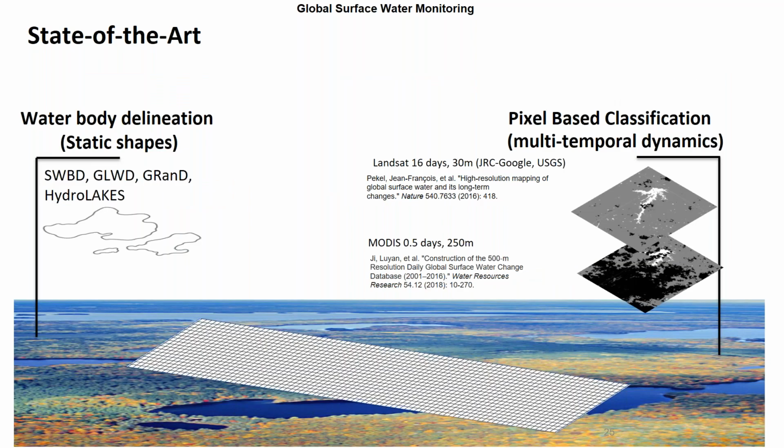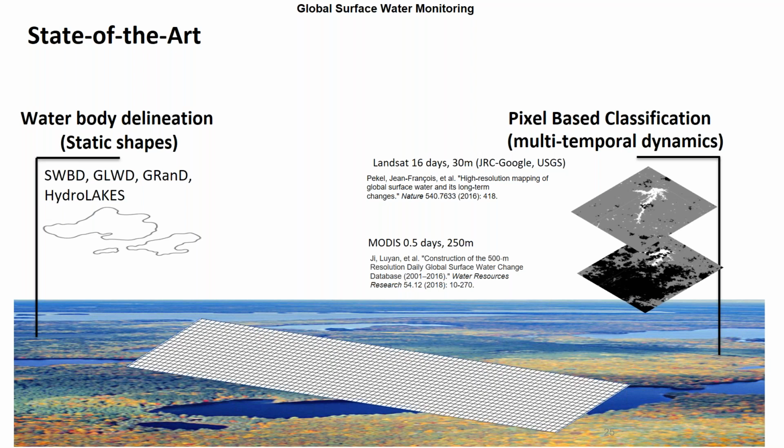So what is the state of the art in global surface water monitoring? We have static shapes of water bodies from data sets such as HydroLAKES, GLWD, GRanD, and SWBD. For example, HydroLAKES has about 500,000 water bodies, and they exist in a certain shape on a certain date.